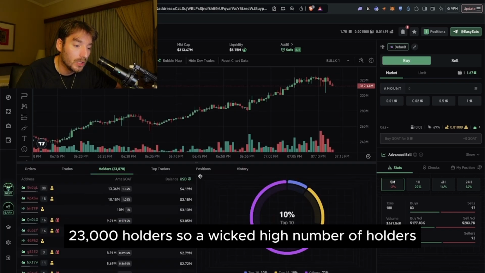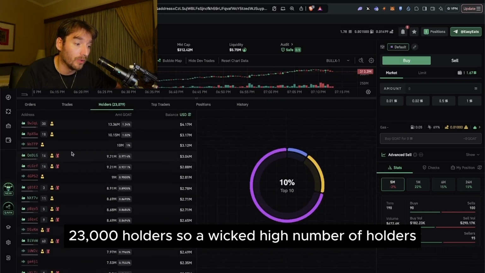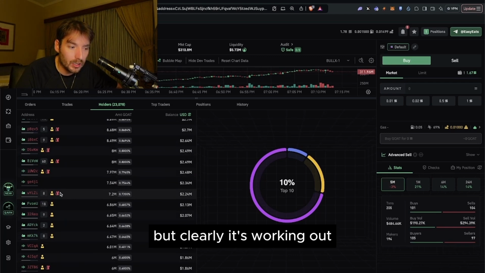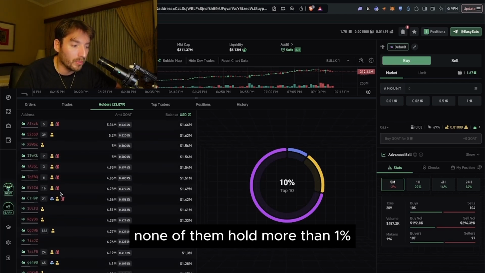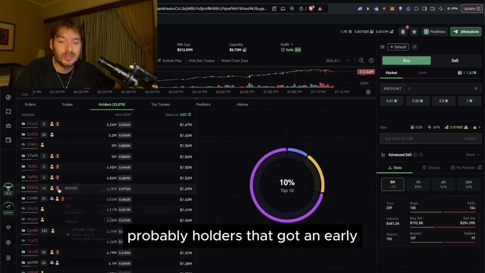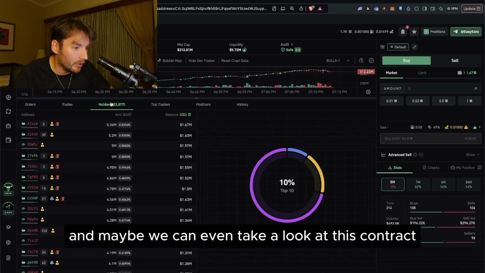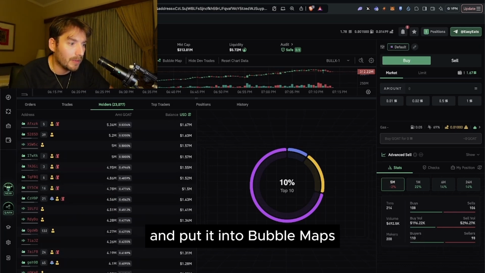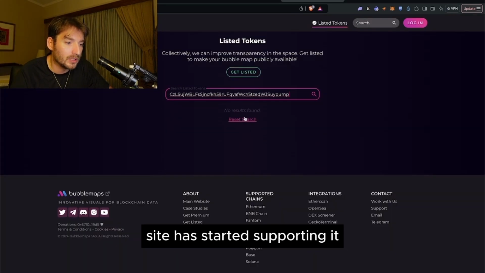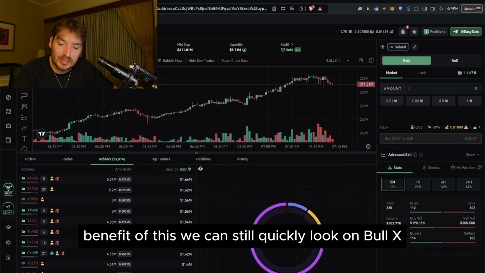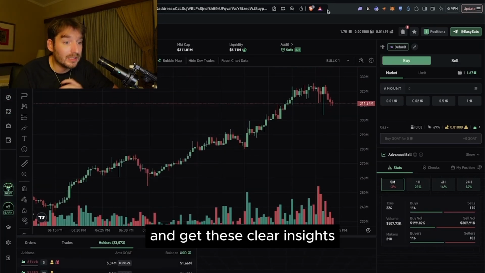Very low pressure on the number of holders. 23,000 holders, so a wicked high number of holders. Some insiders, which does have me a little nervous, but clearly it's working out. None of them hold more than 1%. Probably holders that got in early that are dispersing this. And maybe we can even take a look at this contract and put it into Bubblemaps to see if Bubblemaps' full site has started supporting it. They haven't yet. No worries. Benefit of this, we can still quickly look on BullX and get these clear insights.